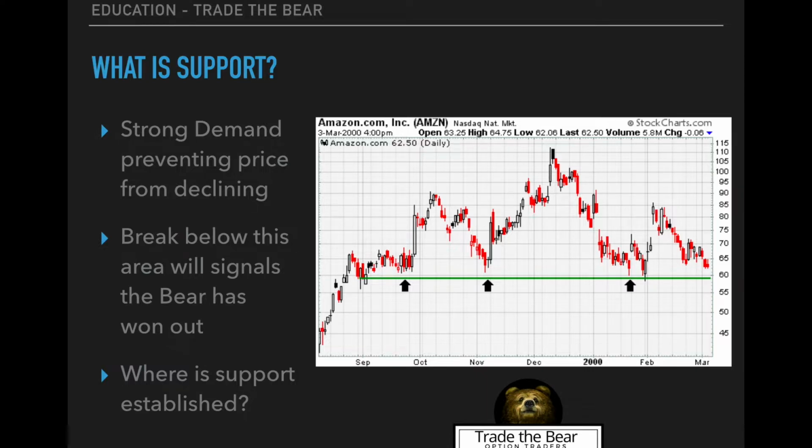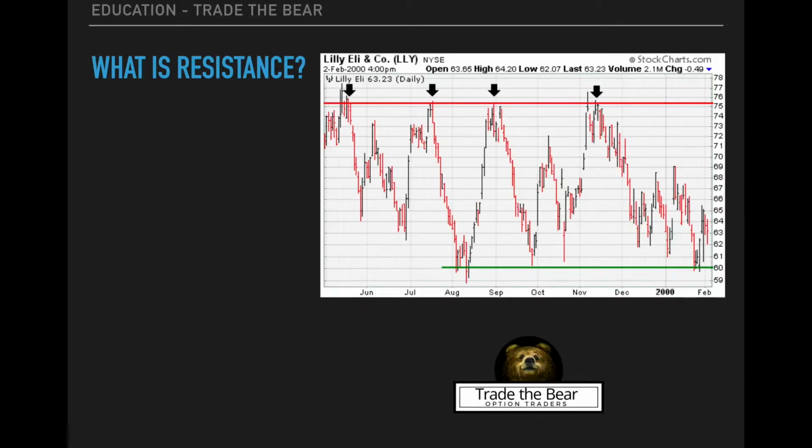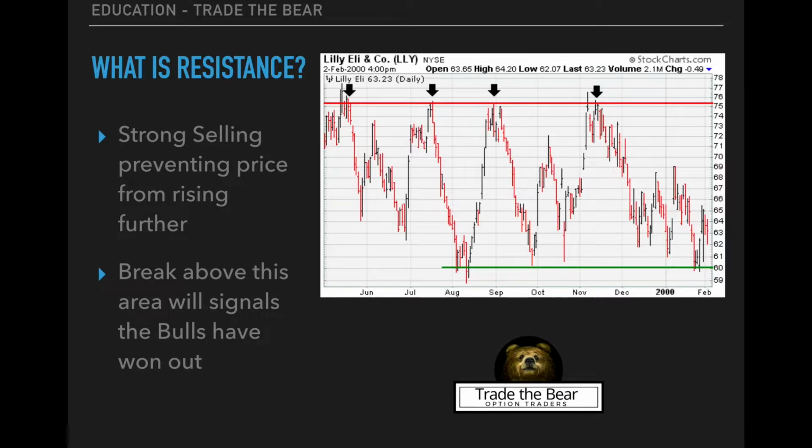So we're always looking for these areas, and where support is established is sometimes subjective, but for the most part we can see some areas on here, and one of them is indicated in the green line. And then what is resistance? Resistance is basically the same thing up on the top. It's strong selling preventing the price from rising any further. It's almost like a push from the mean, and it's going to create an environment where the sellers come in and push the market down.